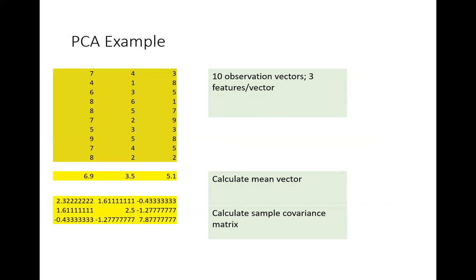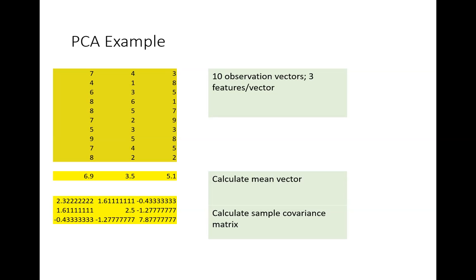So let us say that in this top corner, we have 10 observations or 10 data vectors. Each vector is a three-dimensional vector. For example, the first vector is 7, 4, 3. The second one is 4, 1, 8, and so on. So we are given 10 vectors, each vector with 3 components. What we would like to do is apply PCA and reduce the data into 2 dimensions.